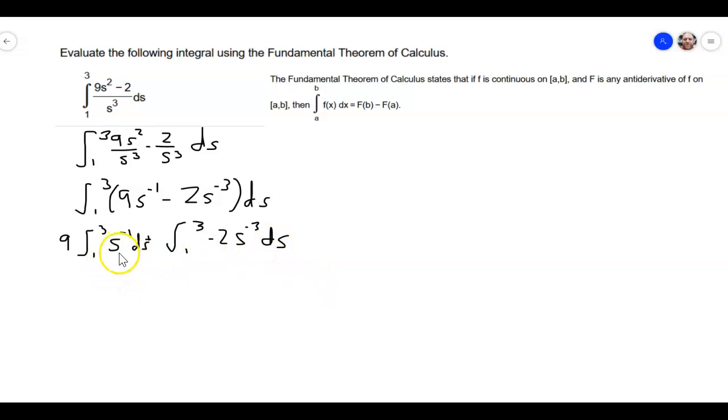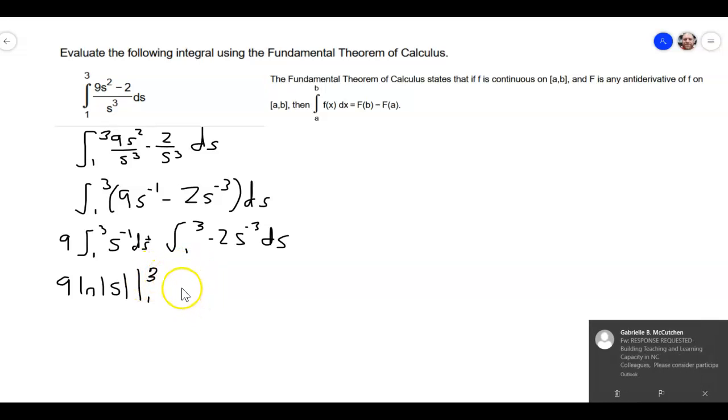Alright, so finding the antiderivative. Now, we don't use the power rule when we have the exponent to the negative 1, because if we try to add 1 to that, we get 0. Divide by 0, that doesn't work. So whenever we have the exponent to the negative 1, that's when we use the natural log. So this is going to end up being 9, our constant here, times the natural log of the absolute value of s, evaluated from 1 to 3.